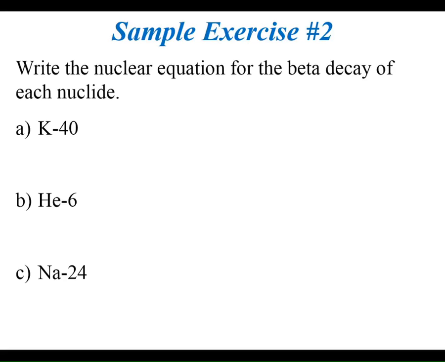Okay, let's try one. Potassium-40 is another beta emitter. What's the atomic number for potassium? What is it? 19, yes, 19. And it undergoes beta decay, so I'm going to put my little beta symbol, an electron.